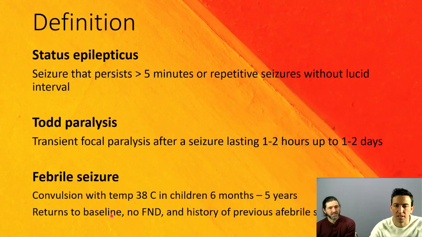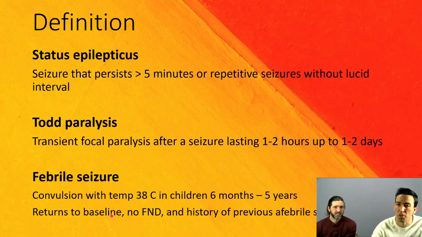Definitions. I've seen this multiple times coming up in different Q banks. So status epilepticus, if it's a seizure more than 5 minutes, or repetitive seizures without coming back to baseline, they're trying to get you to status epilepticus and going down that pathway of benzodiazepines and second-line agents, which we'll cover there as well. Commonly, that comes up as well, something called Todd paralysis.